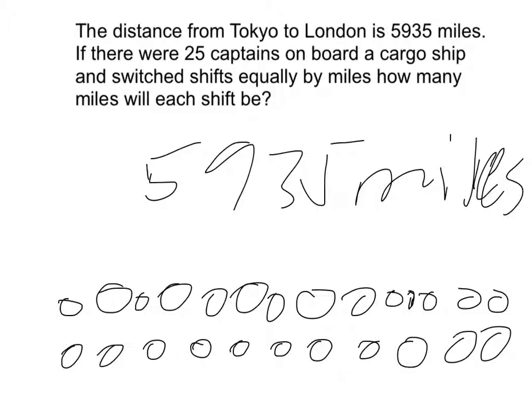This is a sharing situation because we're dividing 5,935, which is a dividend, into 25 equal groups. That literally shows that this is sharing because we're sharing 5,935 into 25. It's like saying 10 miles and 5 captains, except that the numbers are much, much larger.